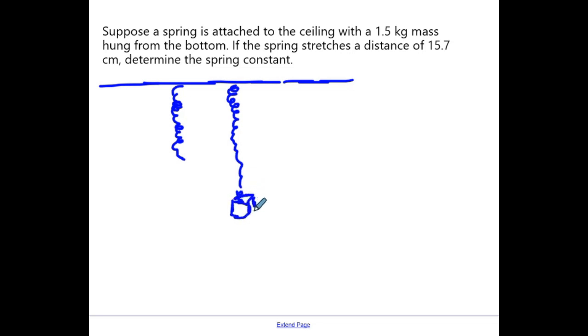So something heavy on the end of the string is causing the spring to expand, right? And we know how far it expanded. From where it normally was supposed to be, the spring has now expanded an extra 15.7 centimeters. And that's a really key word there. This is an extra 15.7 centimeters. I could care less how long the spring originally was. The spring could have been 10 meters long or 3 centimeters long. I really don't care. All that really matters is that it's now 15.7 centimeters more than it was supposed to be. Right? And so now we want to try to calculate the spring constant.